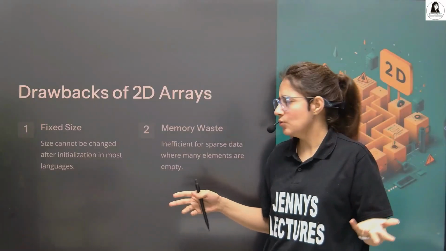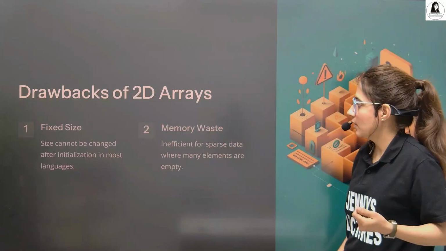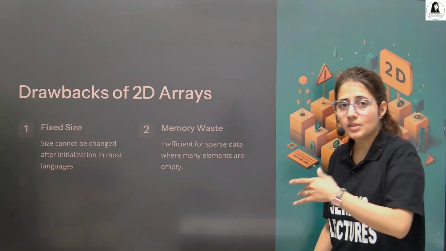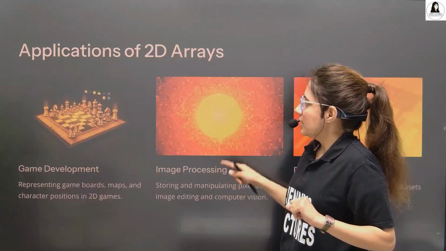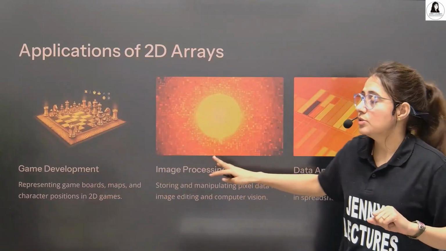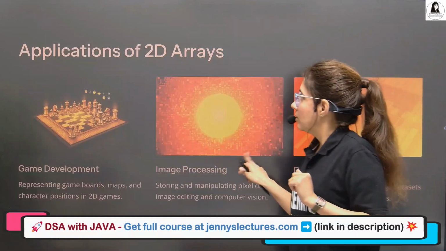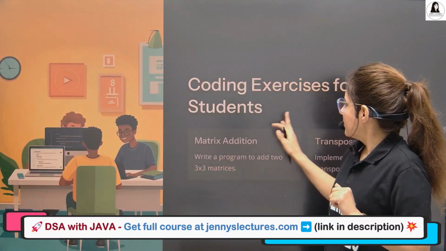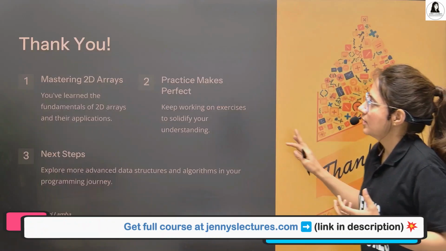Drawbacks: fixed size, we know arrays are of fixed size, and memory wastage because it is inefficient for sparse data where many elements are empty. But in this case we can use jagged array. We have a solution. Okay. Applications: in game development, in image processing it is being used, and in data analysis these 2D arrays are being used, right? Now there are some exercises for you. You can go through matrix addition, transpose of a matrix, and that's it.